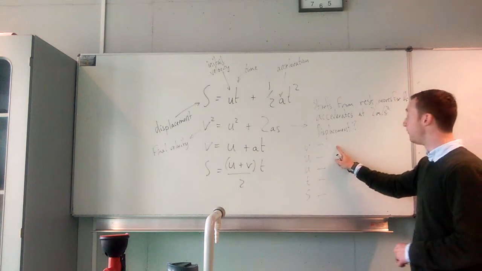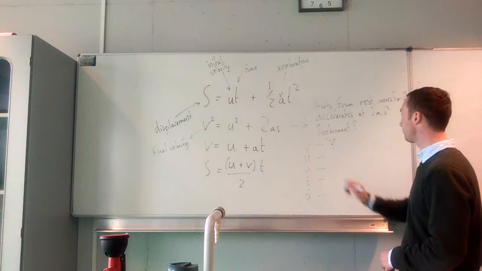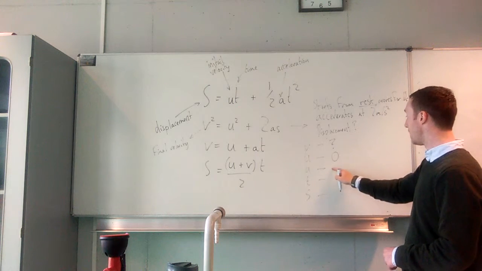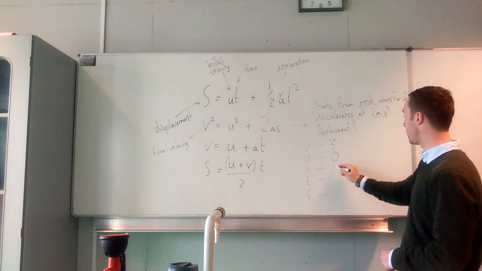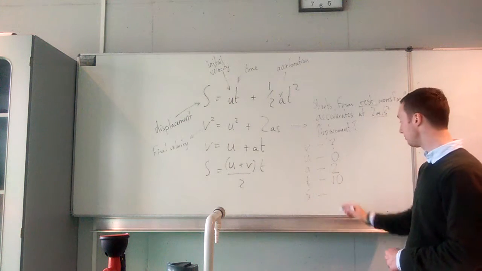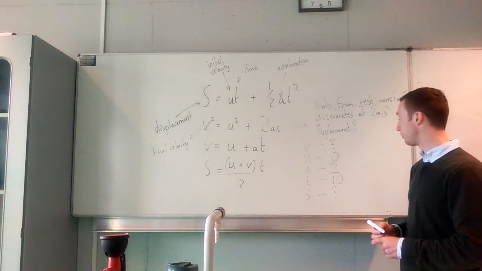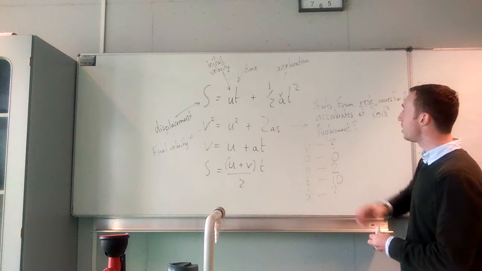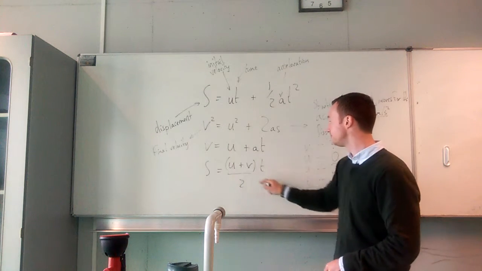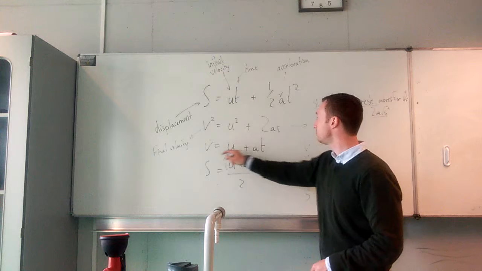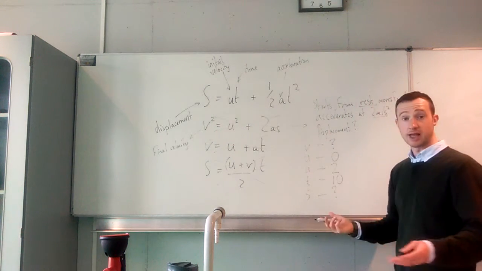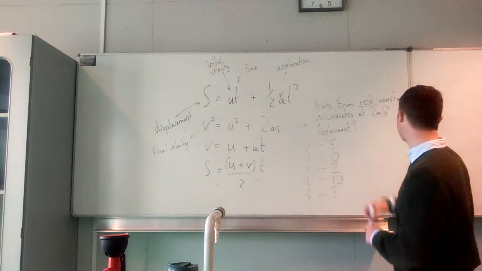So we go through. V, we don't know. U, well, it starts from rest, so U is 0. A is 2 meters per second squared, so that's 2. It moves for 10 seconds, so I can put 10, and the displacement we don't know. So we can't use an equation with V in it, because we don't know what that is. So we can discount this one, we can discount this one, and we discount this one. Now it only leaves us with one equation. So now you can get rid of this.